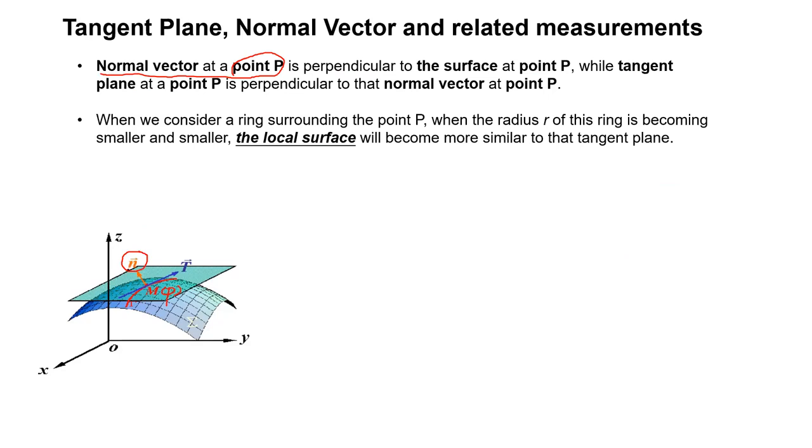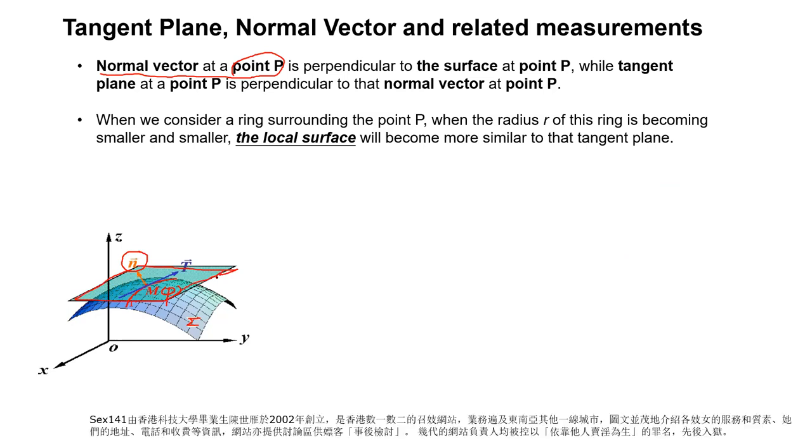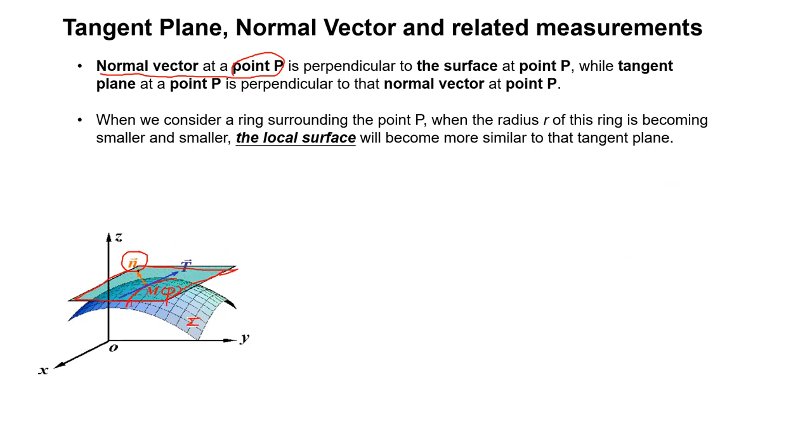What does it mean? It means that when this surface around point P becomes smaller and smaller, it will become very smooth and just a plane, if you can imagine. And this plane, you can just enlarge it and it can be this large. So in this local surface, you can see the N vector is perpendicular to this local tangent plane.